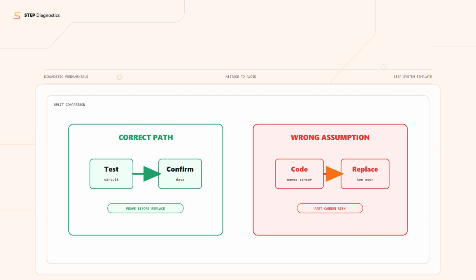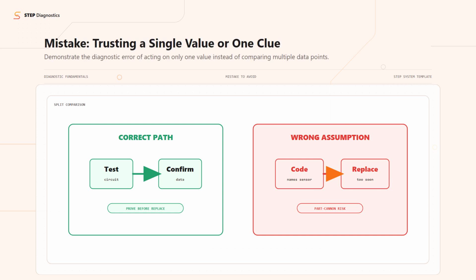A common mistake is seeing a low or high value in one PID and jumping straight to replacing a part. But without comparing command, actual, and related data, or confirming with a direct test, there's no proof you've found the real issue. Never act on a single clue. Always put the data into context.